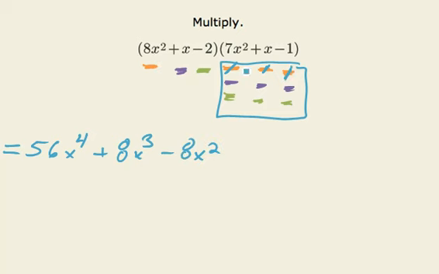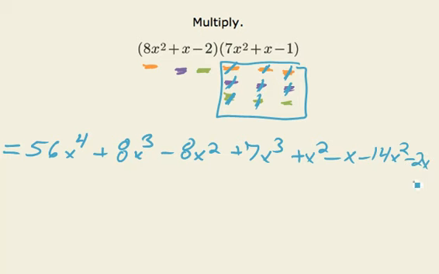x times 7x squared, that's a 7x cubed. x times x, that's an x squared. x times minus 1, negative x. Negative 2 times 7x squared, minus 14x squared. Negative 2 times x, negative 2x. And I'm almost out of room, but negative 2 times minus 1 is, let me squeeze it down here, negative 2 times negative 1 is positive 2. So here are my 1, 2, 3, 4, 5, 6, 7, 8, 9 terms.